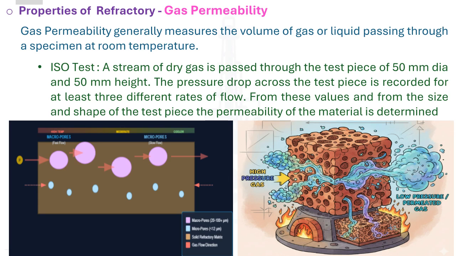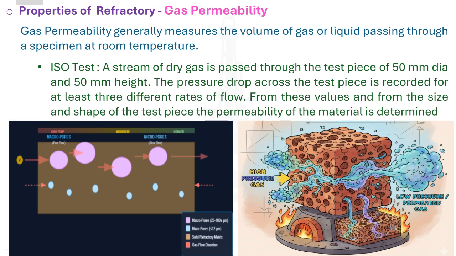A stream of dry gas is passed through the specimen, and the pressure drop across the material is carefully recorded. This is not done just once. Measurements are repeated at least 3 different flow rates. Using the geometry of the specimen, its thickness, and the pressure drops at various flow rates, engineers calculate the permeability coefficient. Why does this matter?